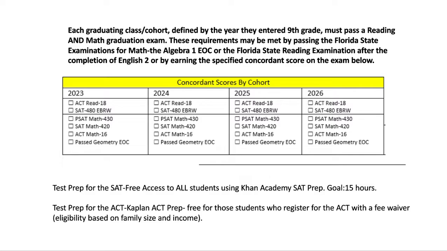Test prep for the ACT would be Kaplan ACT Prep. It can be costly, I'm going to be honest with you, but if you qualify for a fee waiver and you register for the ACT with a fee waiver, then you can access the Kaplan ACT Prep for free. The only thing is you have to be an 11th grade or 12th grade student to qualify for the fee waiver, and it is based on family size and income. You can see the eligibility requirements each year because they typically change a little bit on the ACT website, or you can just see your school counselor.